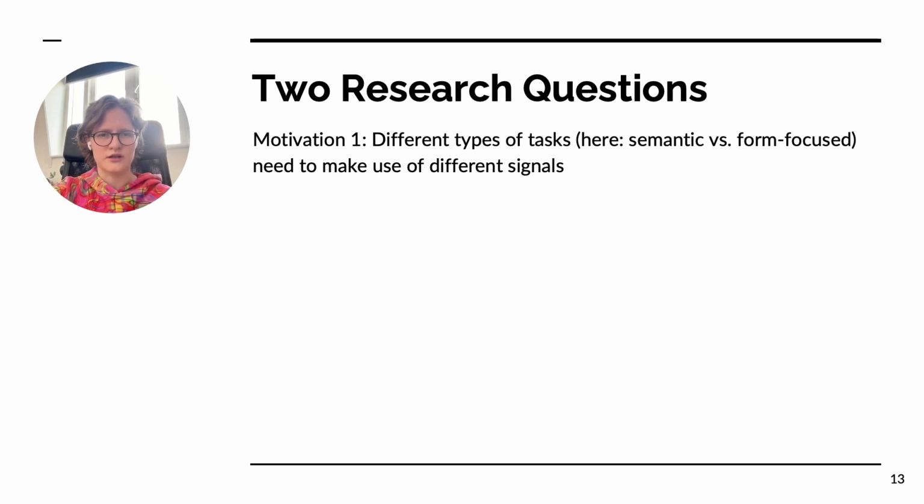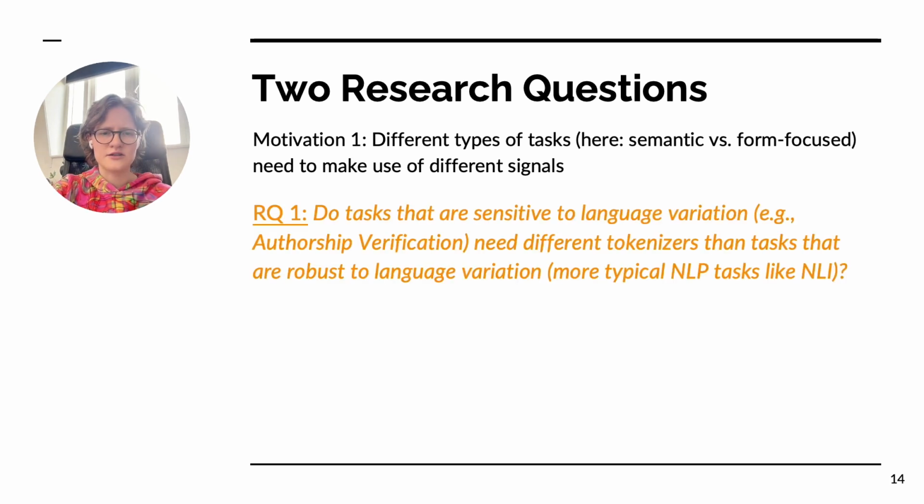The motivation for the first research question is what I just said, right? Different types of tasks, the semantic or form-focused tasks, or rather the variation-sensitive and variation-robust tasks, need to make use of different signals. As a result, we ask: do tasks that are sensitive to language variation need different tokenizers than tasks that are robust to language variation?